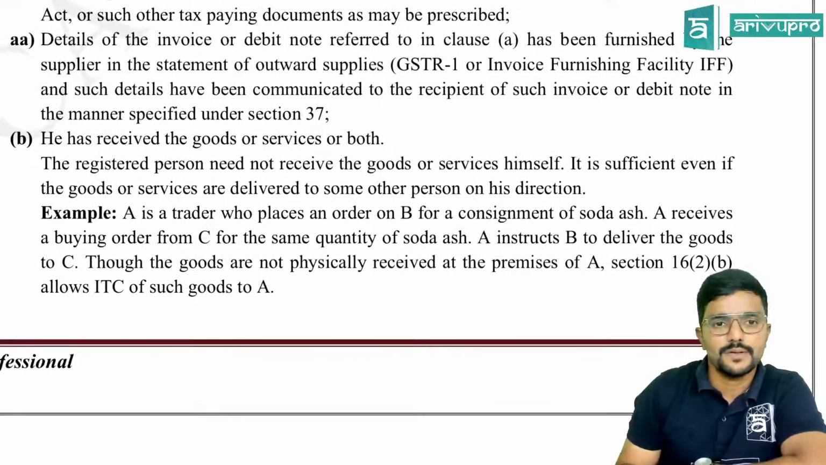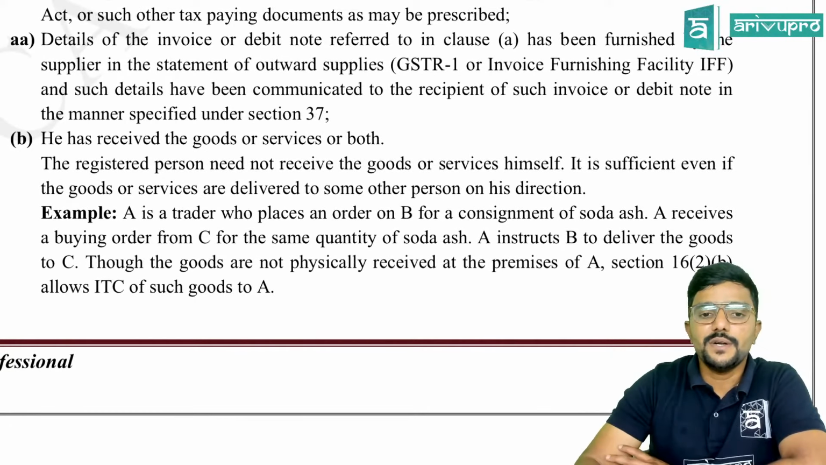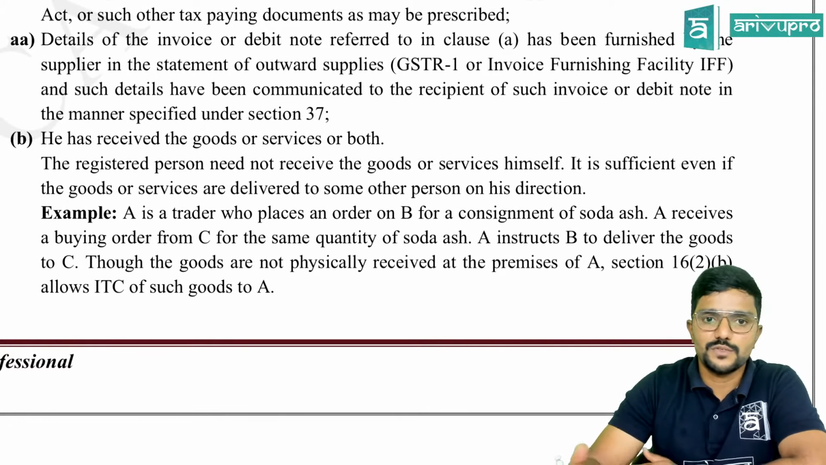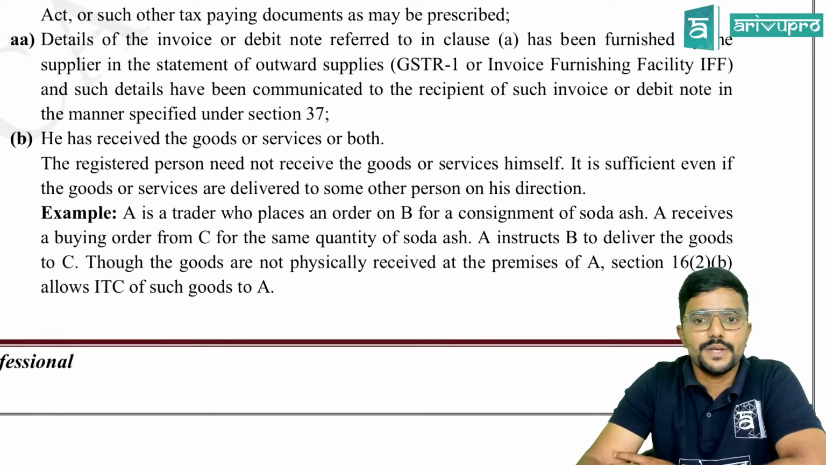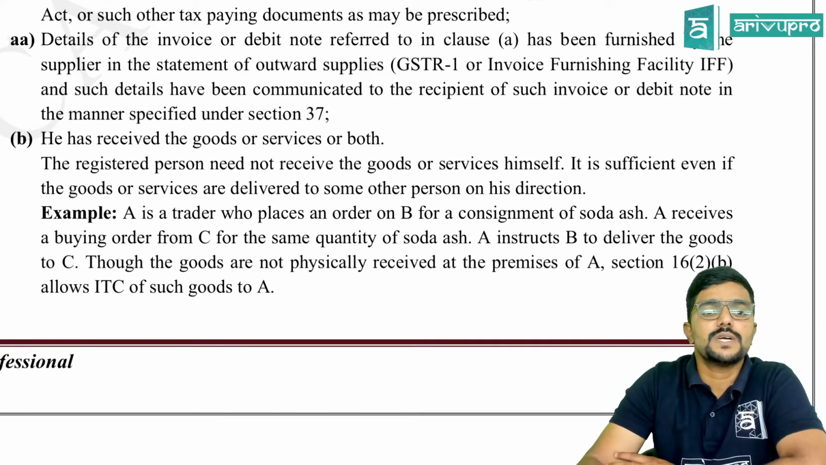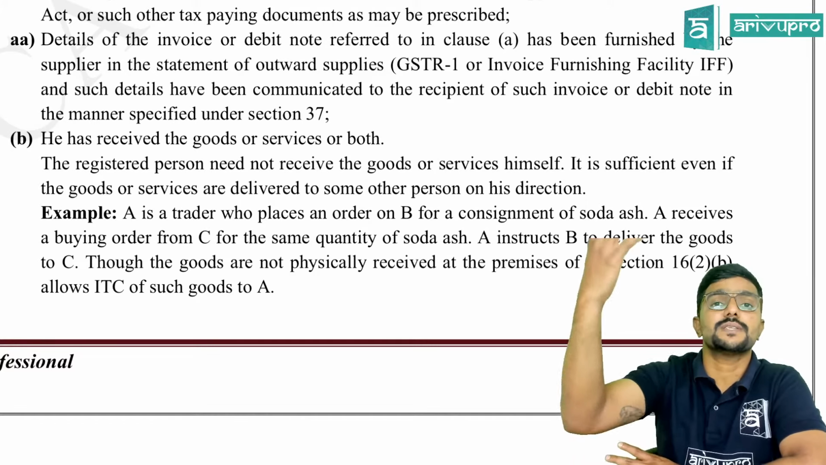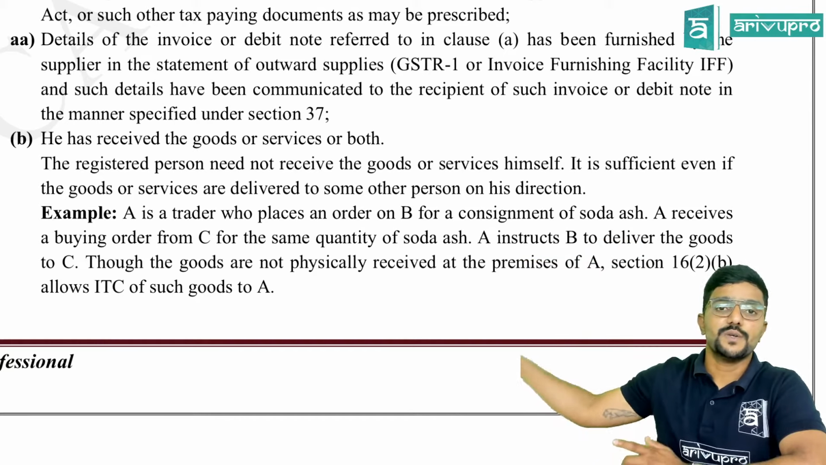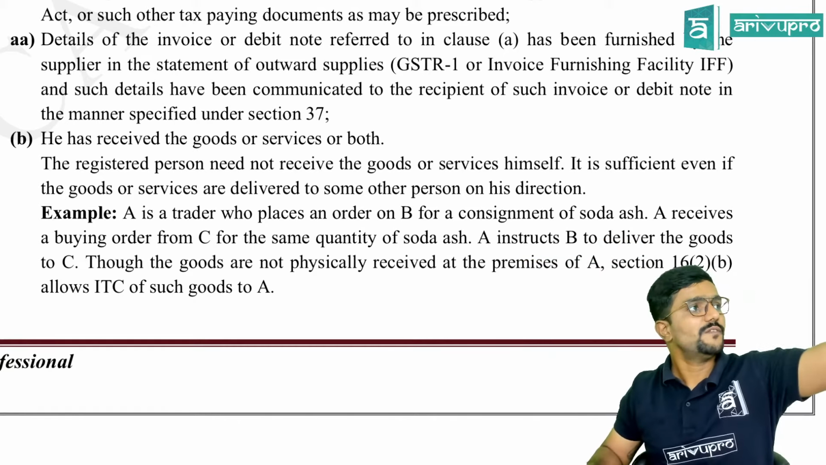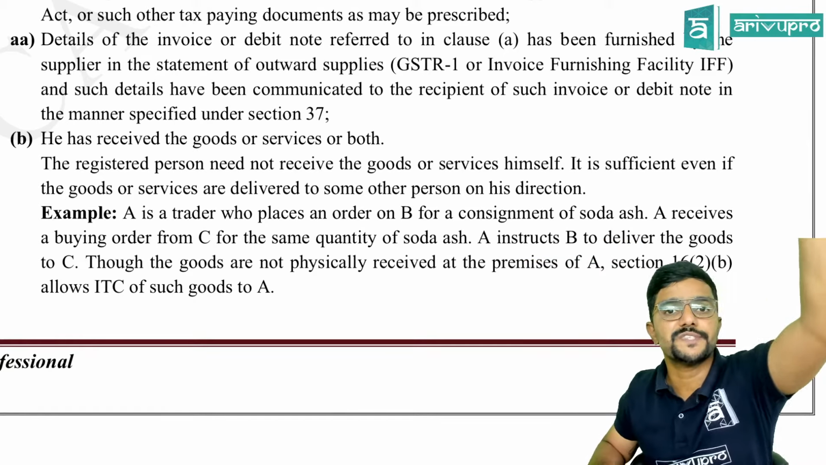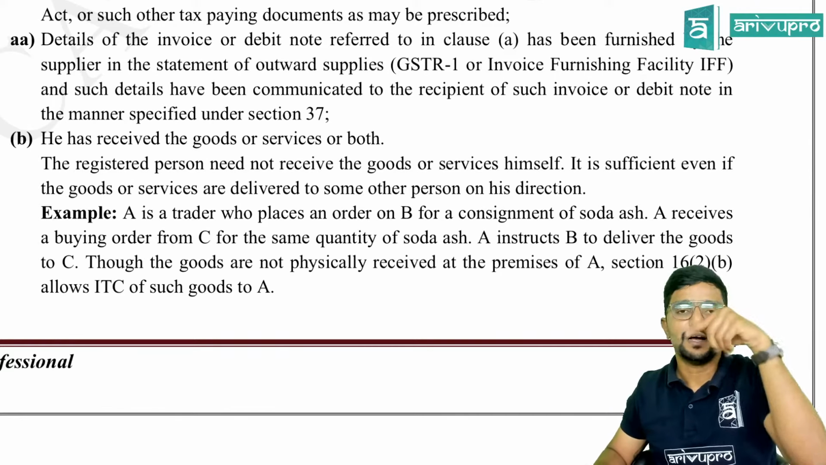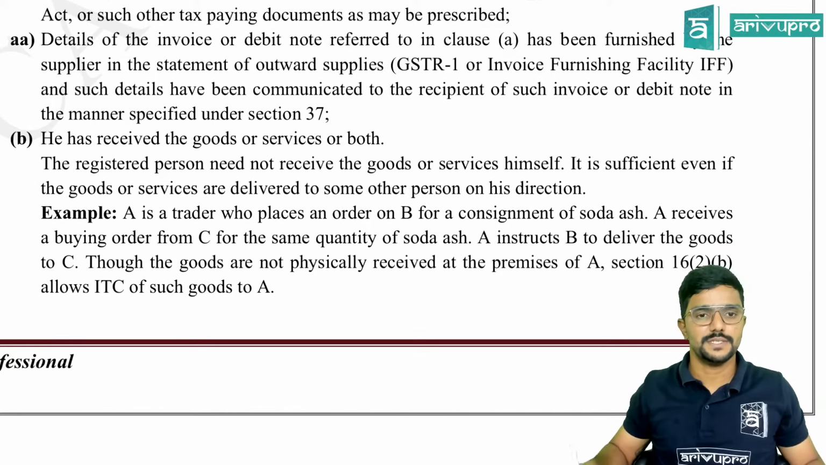Chalo. The registered person need not receive the goods or services himself. So he himself need not receive the goods. It is sufficient even if the goods or services are delivered to some other person on his direction. So the recipient has given the direction for the supplier to deliver the goods to C. Even in that case, R is deemed to have received.